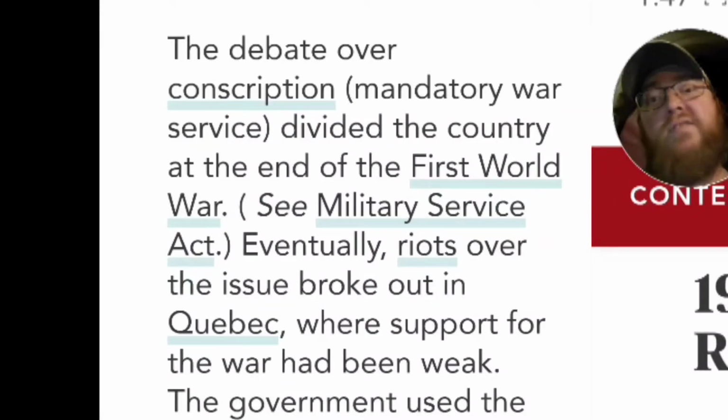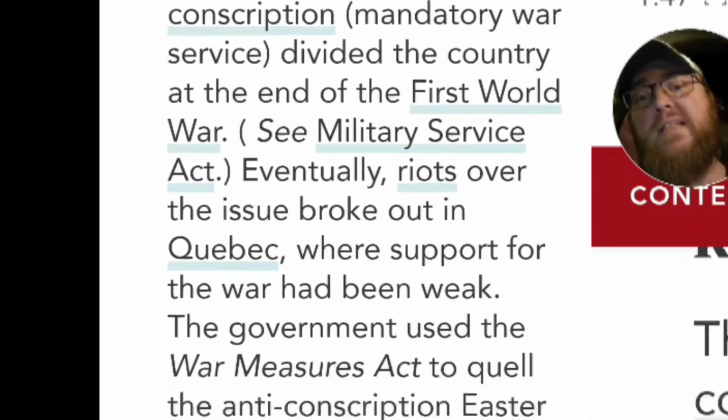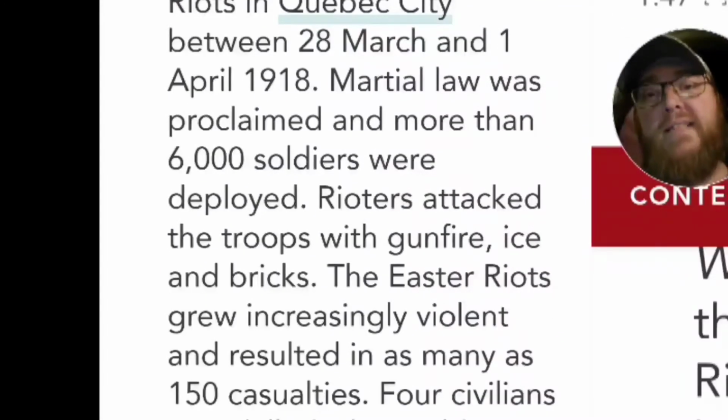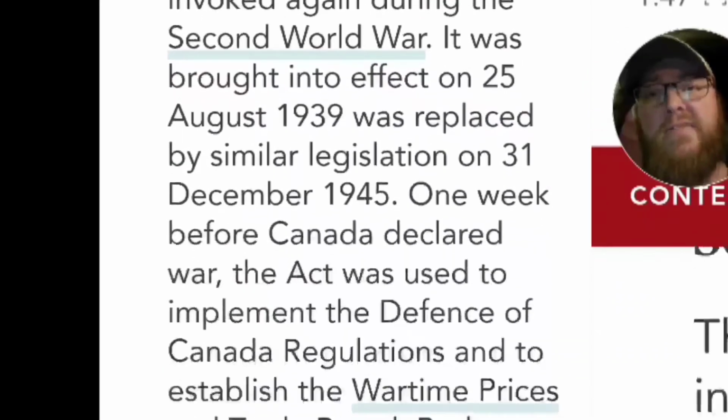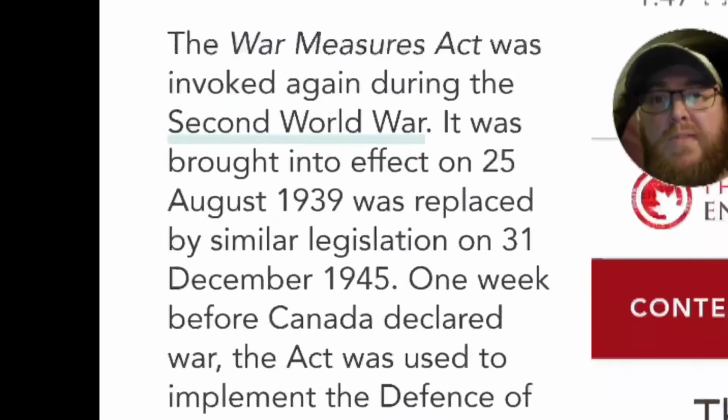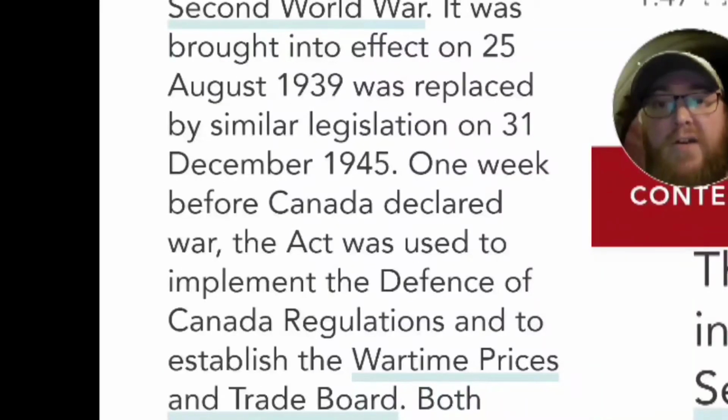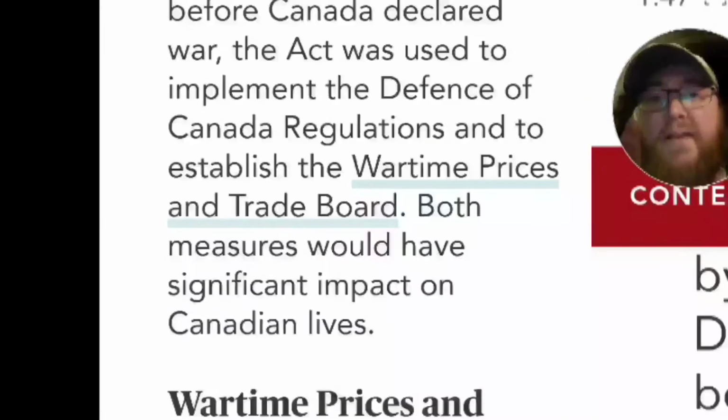In other words, you had to serve in the military, and in particular Quebec rioted, so 6,000 soldiers were sent in there back in 1918. 150 casualties, at least 4 people died. I don't know how many died altogether. The government took control of the economy with the Wartime Prices and Trade Board.